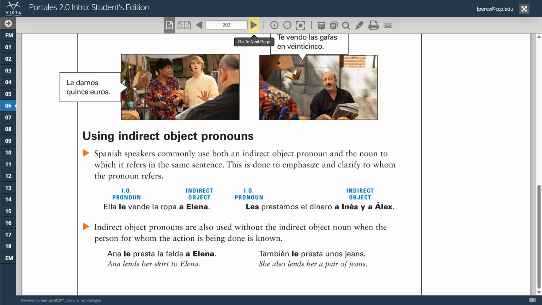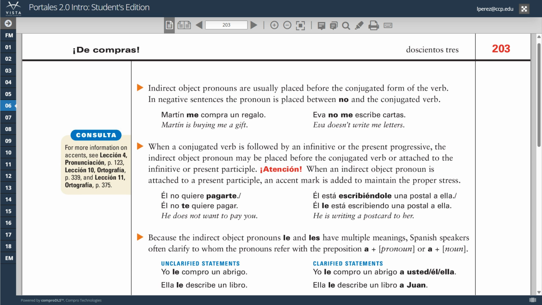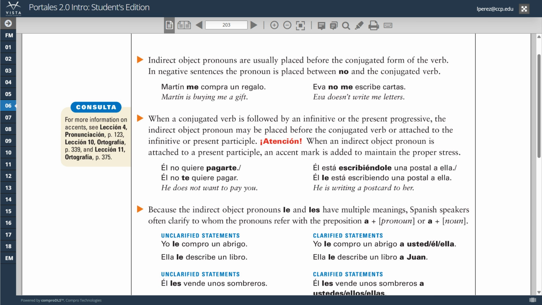Let's continue on and then we'll get to practice where we can talk about this some more. Indirect object pronouns are usually placed before the conjugated verb. This is something we did before with chapter 5, direct object. You put it right before the verb. Martín me compra un regalo. Eva no me escribe. So even if there's a no, you can't split up the pronoun and the verb. You have to keep that pronoun right before your conjugated verb.